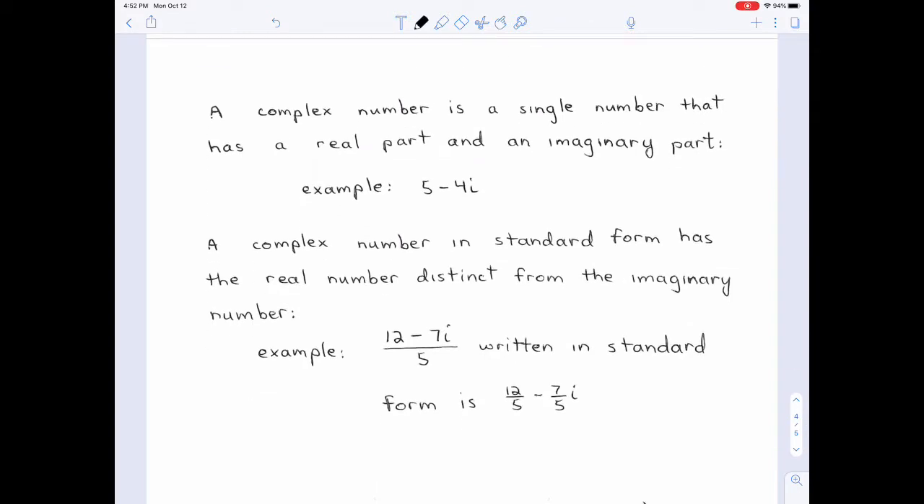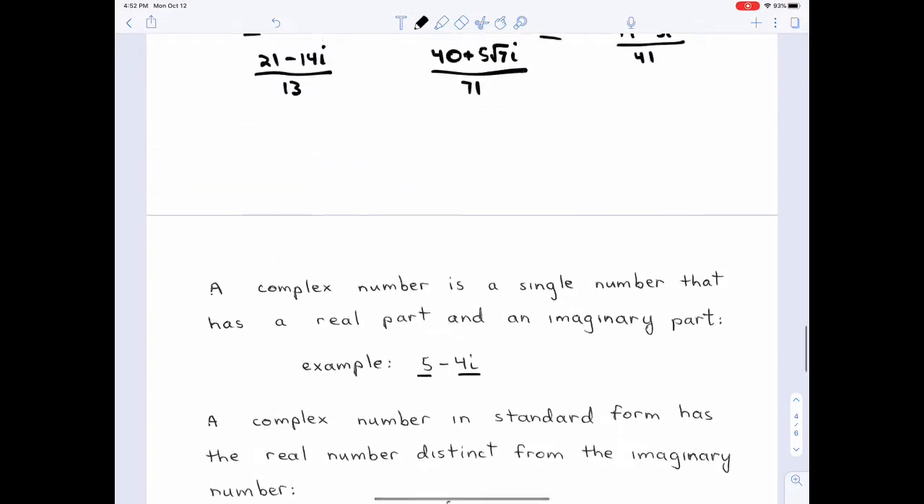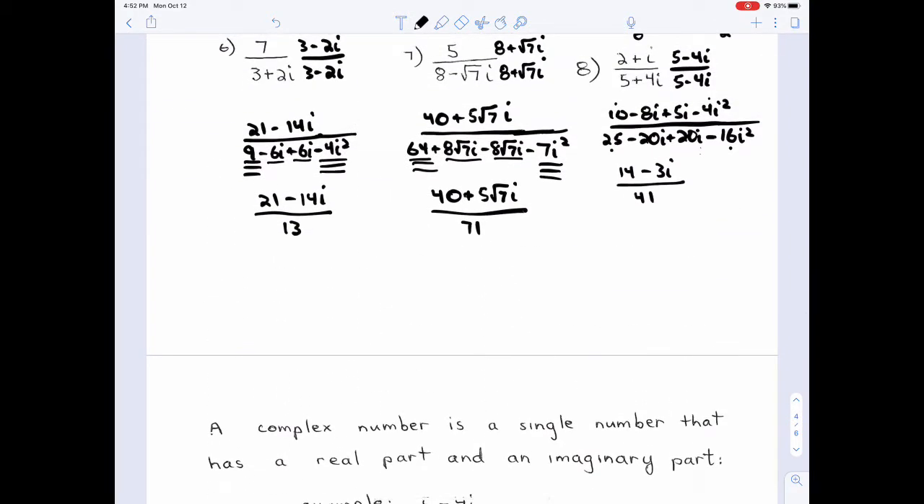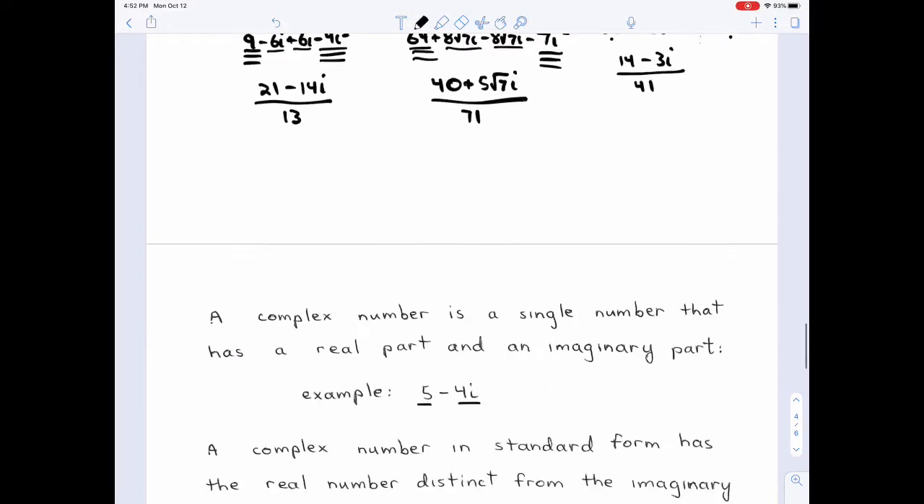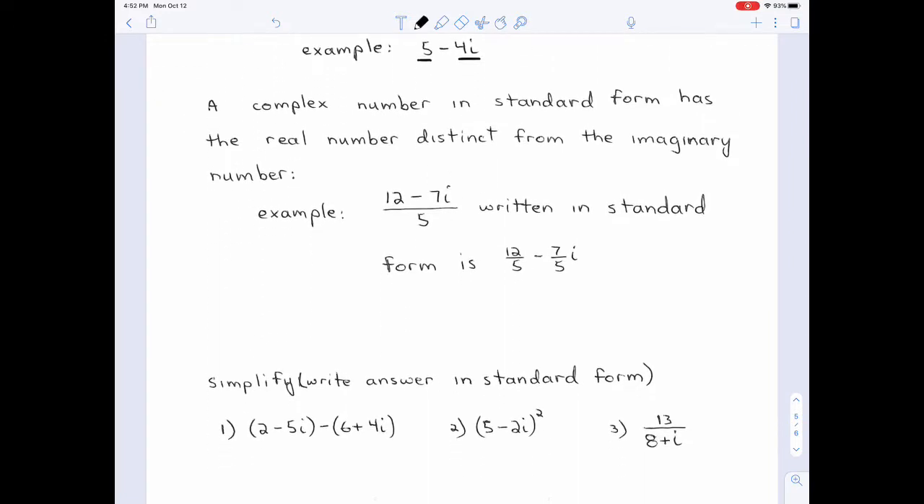Last thing I want to do. If you're asked to write something as a complex number in standard form, you have to separate it into the real part that doesn't have the i and the imaginary part. So for instance, let's take a look up here at numbers 6, 7, and 8. None of those are in standard form. They have the real and the imaginary part together. So like here, 12 minus 7i all over 5. To write it in standard form, we must separate it into 12/5 minus 7/5 i.